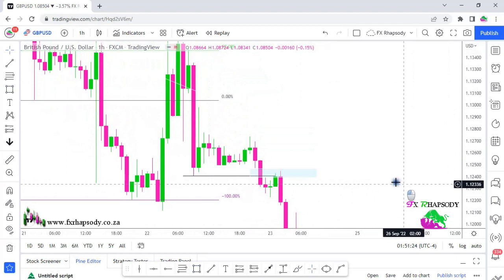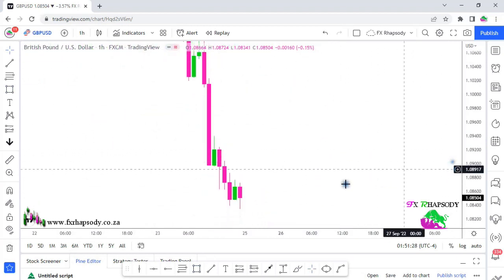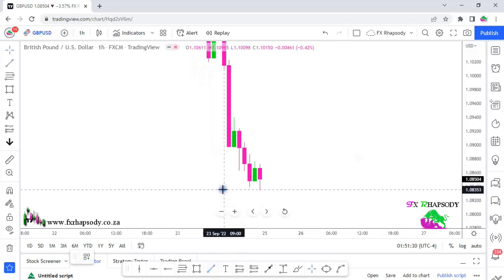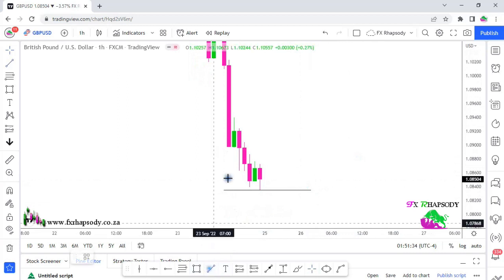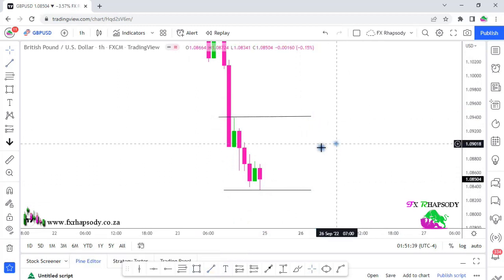Now, zooming out, we're looking at two areas in the market. We're going to be focusing on this one over here, and then on this high. I want to see price breaking those two areas in the market, so let's have a look and see what happens.